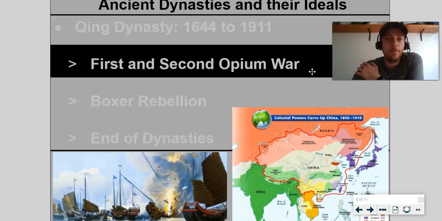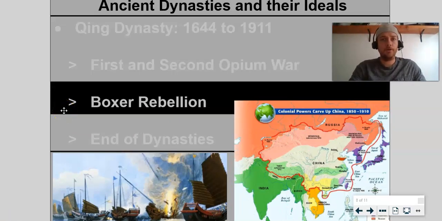Those European and American powers needed places to sell their goods, and they needed new stuff to buy, like the British were nuts for tea. Right? And then they needed to sell them opium to maintain a good trade balance for them. So the First and Second Opium War were devastatingly negative for the Qing dynasty, where now the people in China are starting to become upset with their rulers and with the amount of foreign influence taking place in their country, which leads us to the Boxer Rebellion.